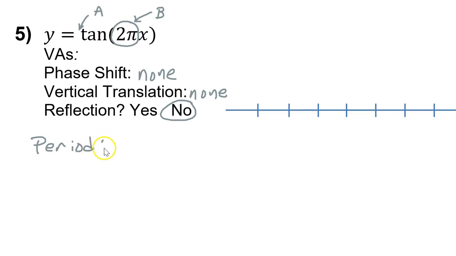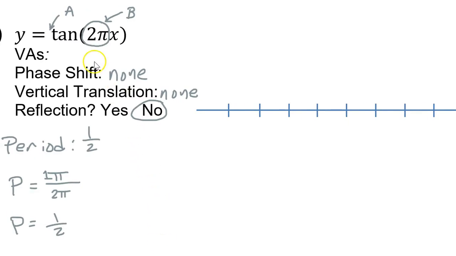We need the period. Now remember that the period is always the normal period divided by the b value. And for the tangent function, the normal period is pi. So for this transformation, it's going to be pi divided by the b value. So pi divided by 2 pi. Alright, these pi's are going to cancel out, but that's going to give you 1/2. It's sort of like having 1 pi over 2 pi. The pi's cancel out, you have 1/2. So the period is going to be 1/2. I'm going to come back to that in a second.